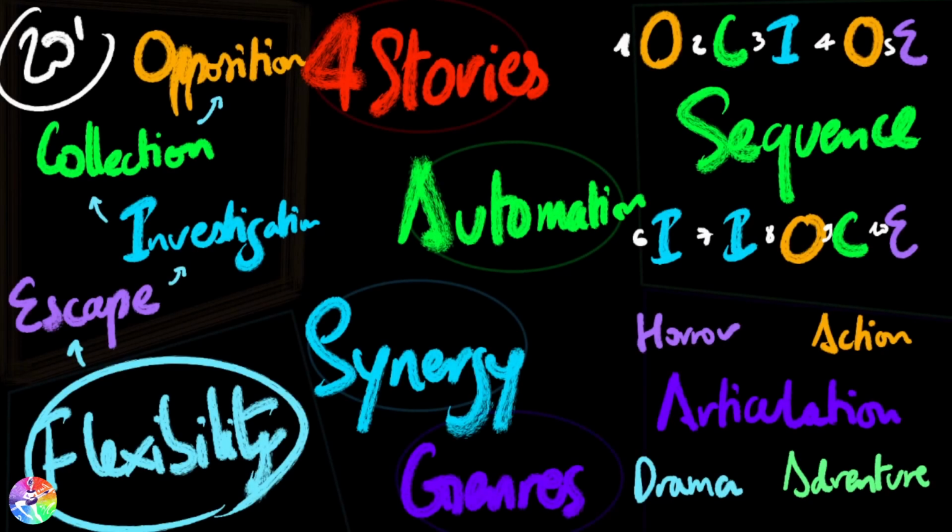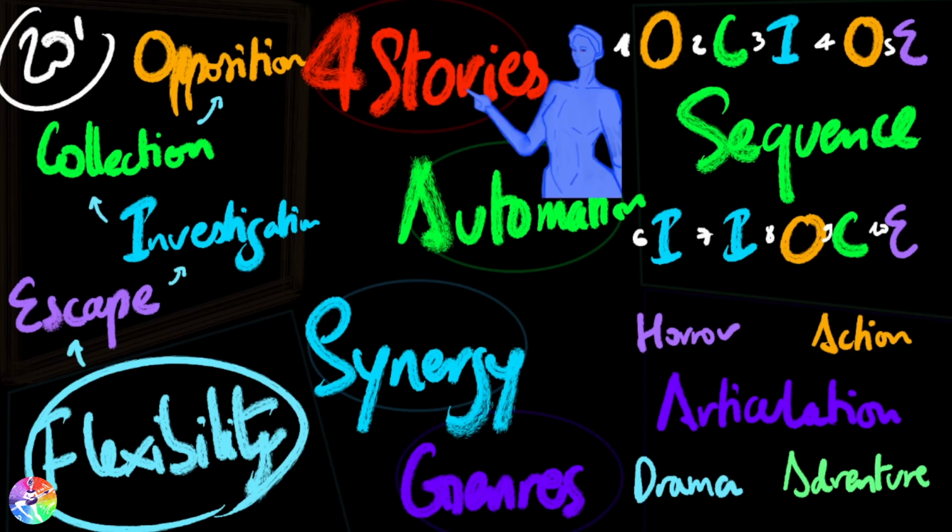You'd like to write faster. You'd like to be more efficient. You'd like to automate your process. Here's how you can do it. First, decide that you're gonna use 4 main types of stories.